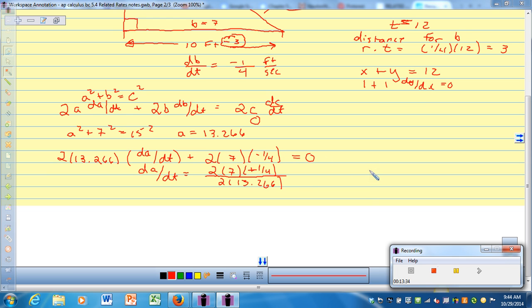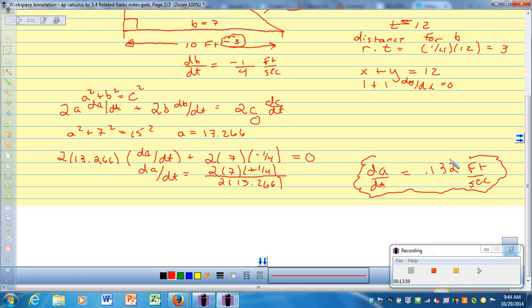So we end up with dB/dt equal to 0.132 feet per second. The way it worked out in our problem, it came out to be positive. Does that make sense? Because the ladder is going up the wall. Yeah. All right. That is it.